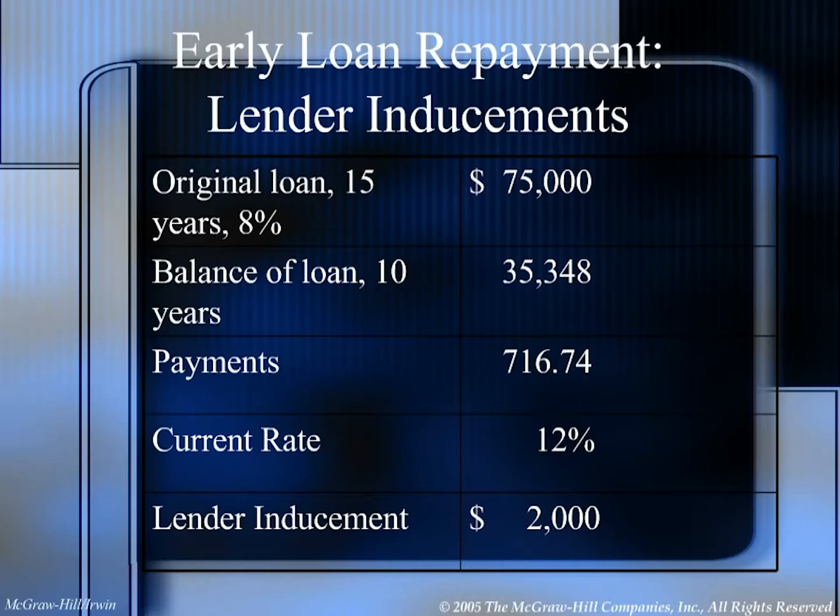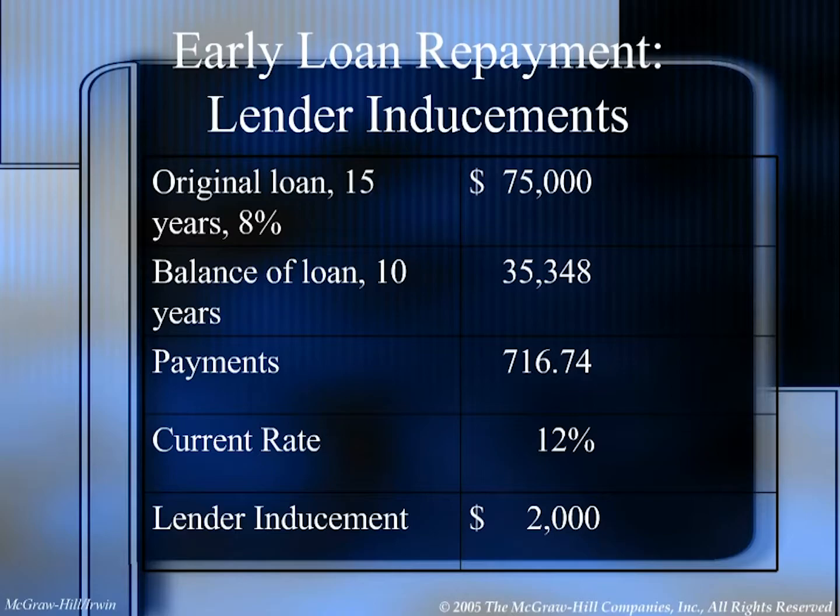Let's say there was an original loan for 15 years at 8%, and that loan was $75,000. So the balance of that loan after 10 years is now $35,348. All right, that's the balance right now. The payment on the loan is $716.74. But current rates are not 8%, they're 12%. So how could we get the borrower to pay back that balance of $35,000 and either reinvest or just pay it back to us so we can go out and invest it, because the current rates are 12%.